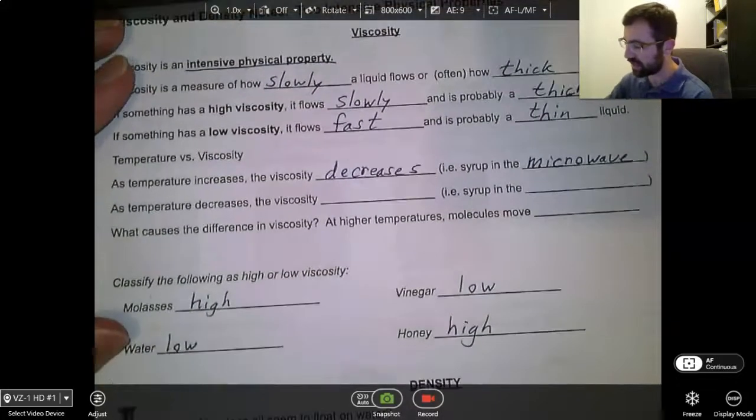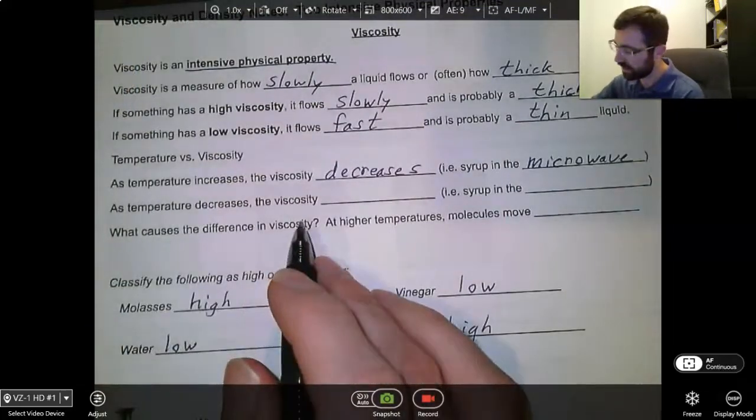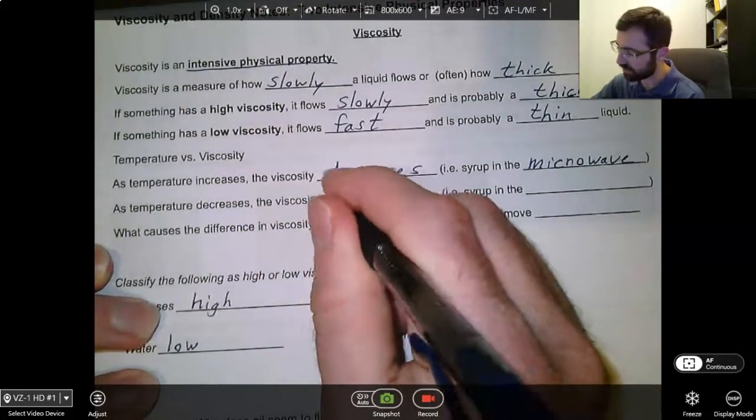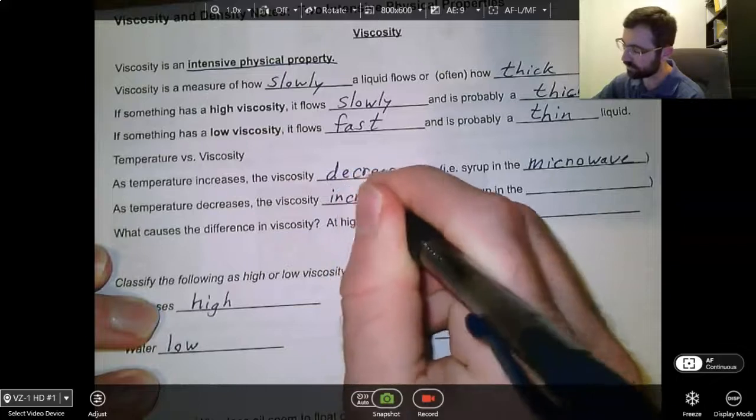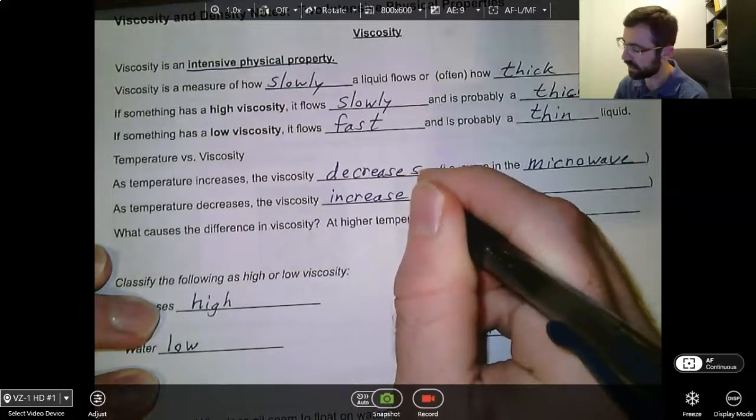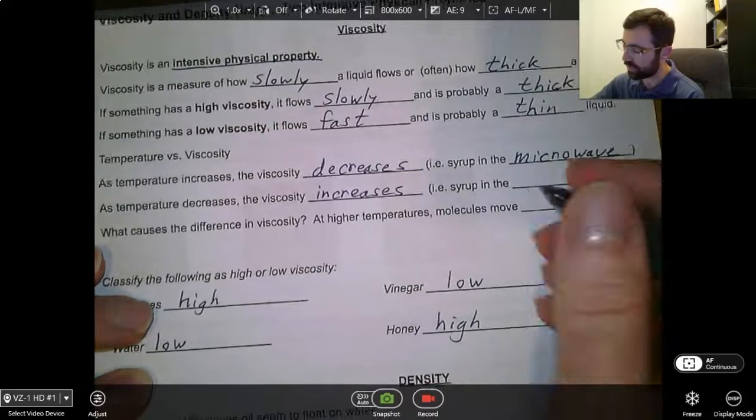So as temperature decreases, that'll be the opposite. The viscosity will increase. Like if you put syrup in the refrigerator.